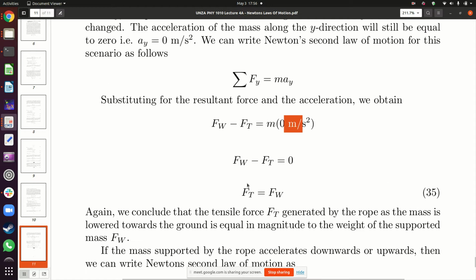And again, in this case, you end up having the weight minus the tensile force equals 0. So with this expression, you end up having the tensile force being equal to the weight of the box.